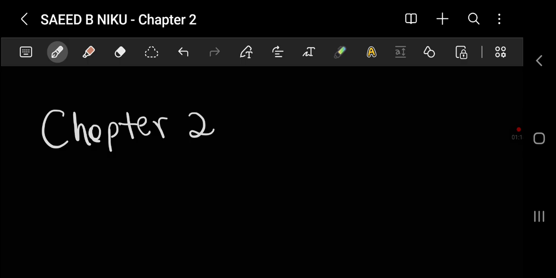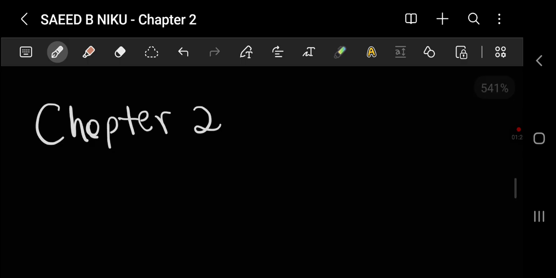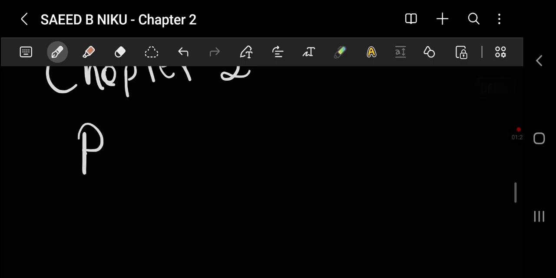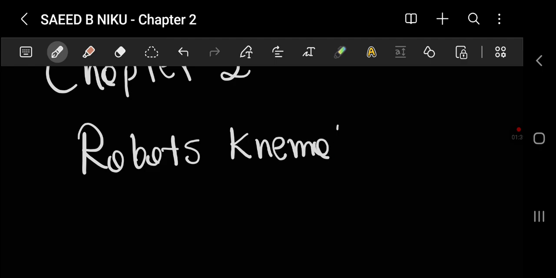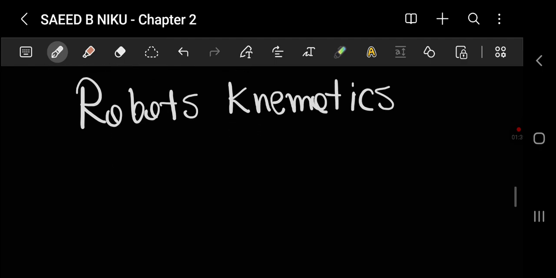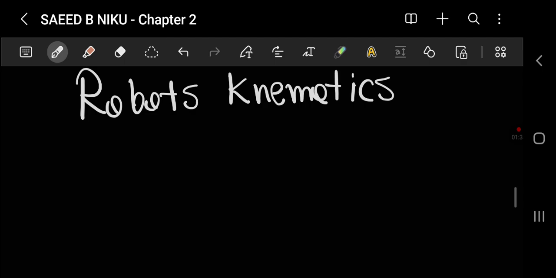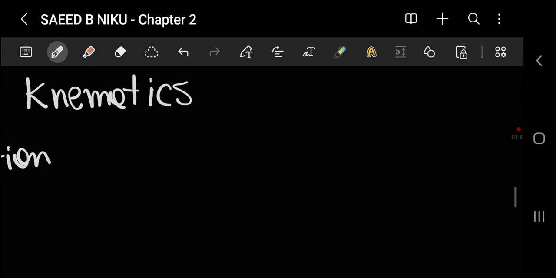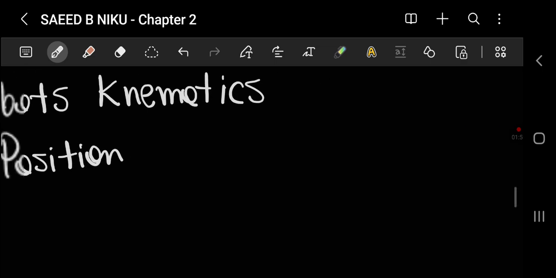which is kinematics of robots, position analysis. And in this chapter, we start learning how to write a point in a space and a vector in a space.